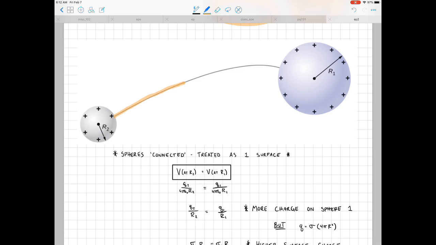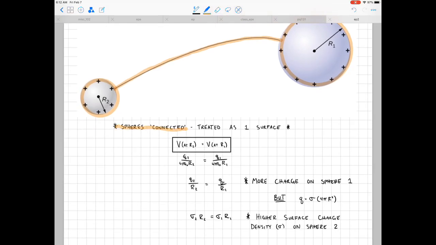The last thing that we want to talk about is what happens when conductors are in contact with each other. So here I've got two spheres. I've got a smaller sphere with radius r2 and a larger sphere with radius r1, and they are in contact by this wire. So when conductors are in contact, we can treat the entire extended surface as one surface, and what that means is that the potential at both of those surfaces has to be exactly the same.